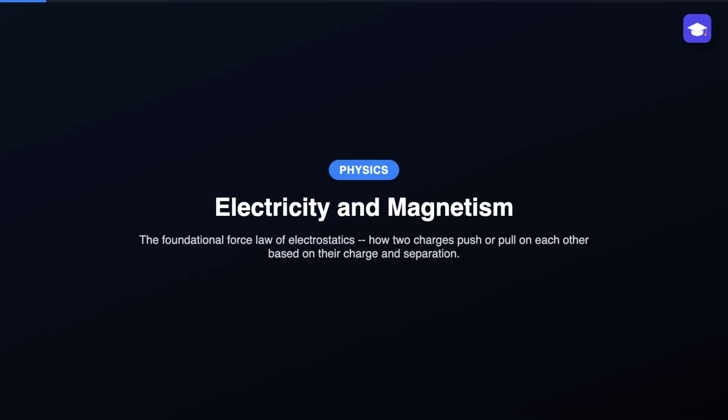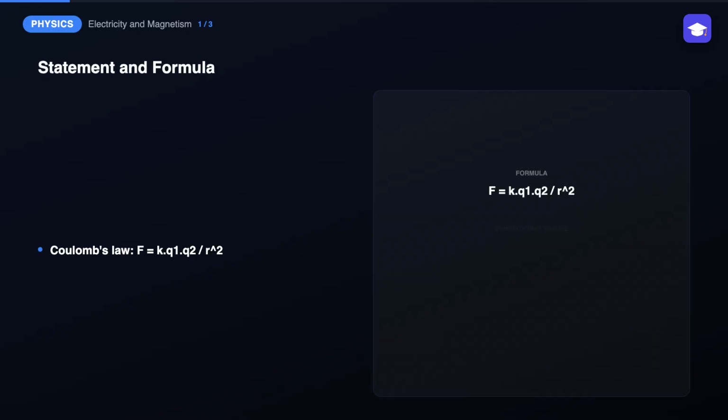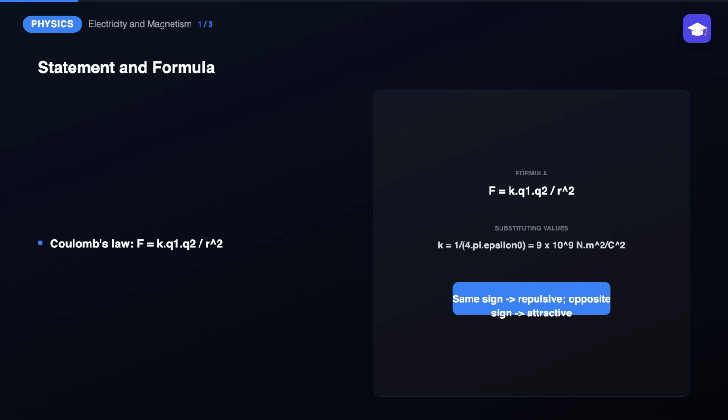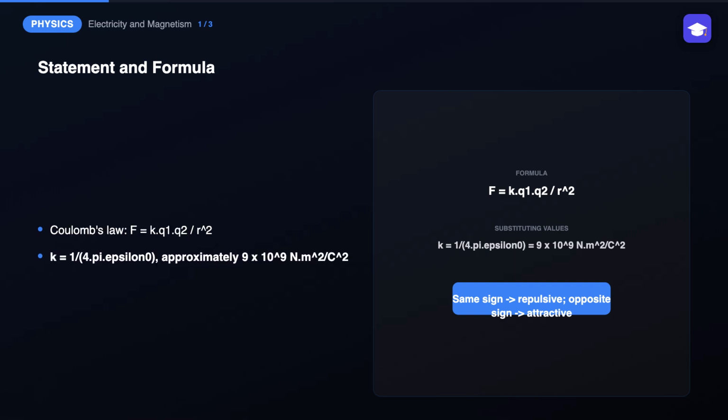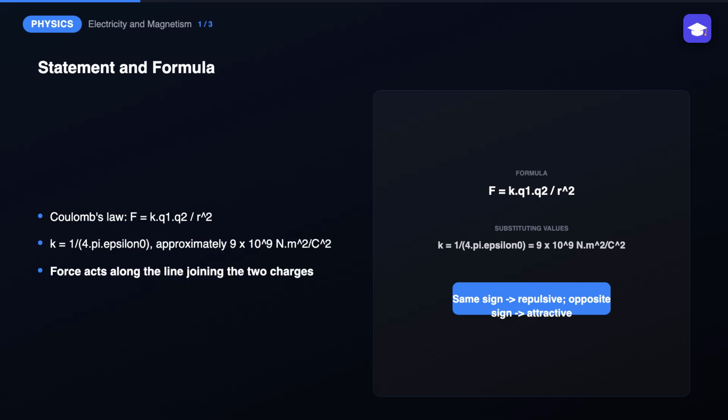Today's topic is Coulomb's law, the fundamental force law that governs how electric charges interact with each other. Let's begin. Coulomb's law states that the electrostatic force between two point charges is directly proportional to the product of their magnitudes, and inversely proportional to the square of the distance between them, written as F equals K times Q1 Q2 divided by R squared, where K is Coulomb's constant, approximately 9 times 10 to the power 9 Newton meter squared per Coulomb squared, and this constant can also be written as 1 over 4 pi epsilon naught, where epsilon naught is the permittivity of free space.